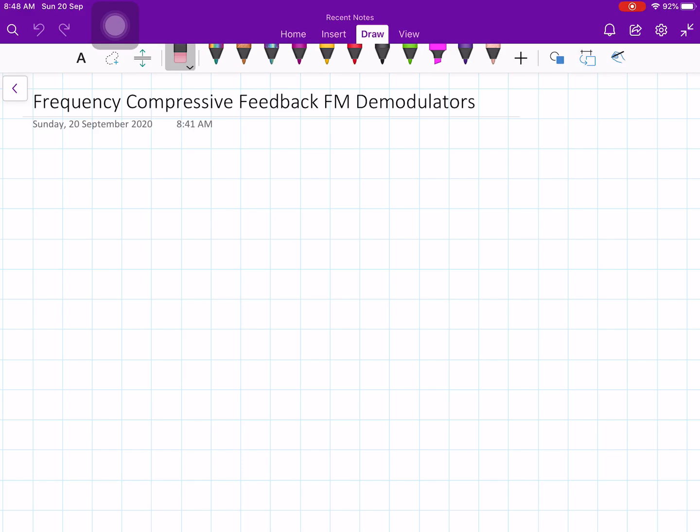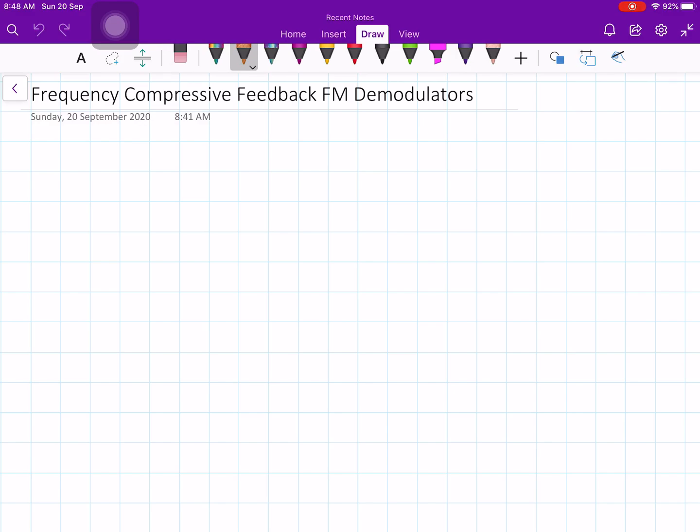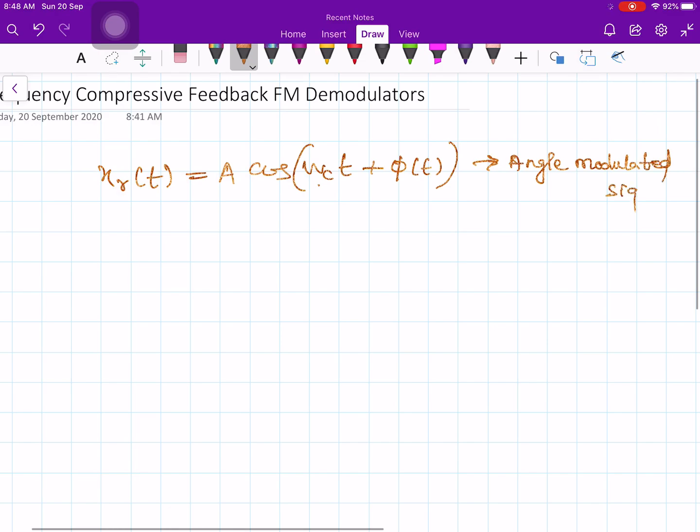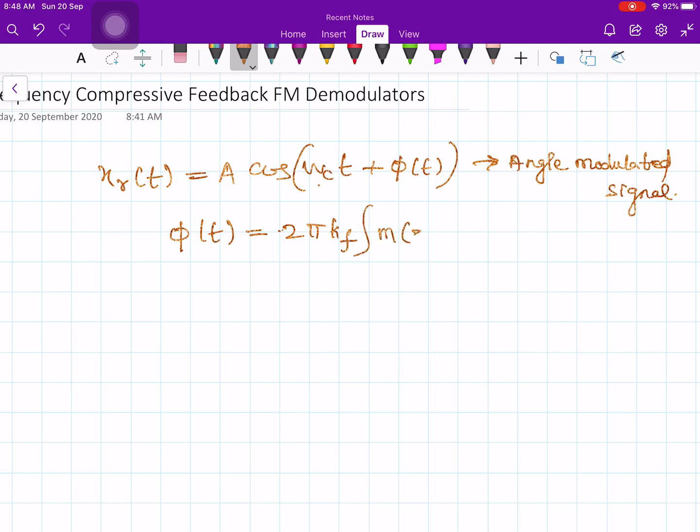You have an input signal, that is your received signal, x_R of t is equal to A times cos of omega_c t plus phi of t, your angle. This is a general angle modulated signal, where phi of t is equal to 2 pi k_f times the integral of m of tau d tau. This is for your FM. In case of PM, phi of t is equal to k_p times m of t.